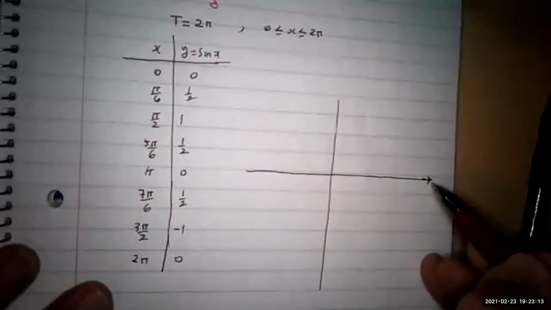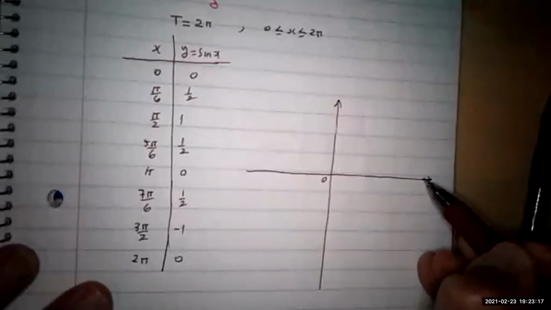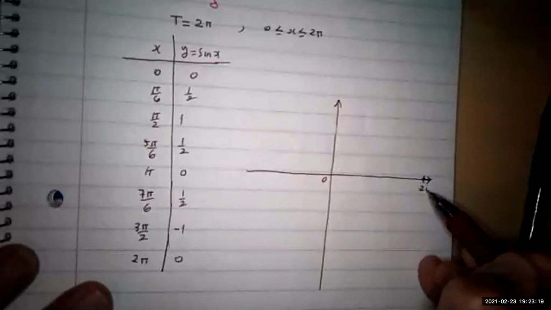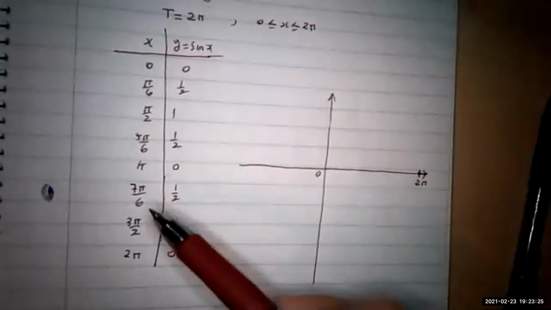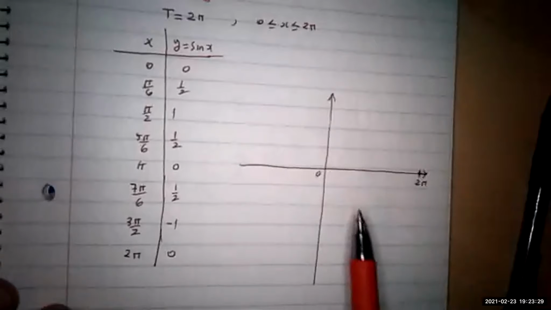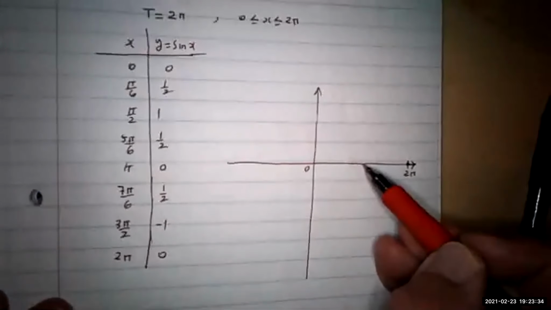You are interested in one period, 0 to 2 pi. You divide, you see, you get 0, 1/2, 1, 0, 1/2, 1 again. So you divide this one into 4 parts, 4 equal parts. That's it: 1, 2, 3, and 4.